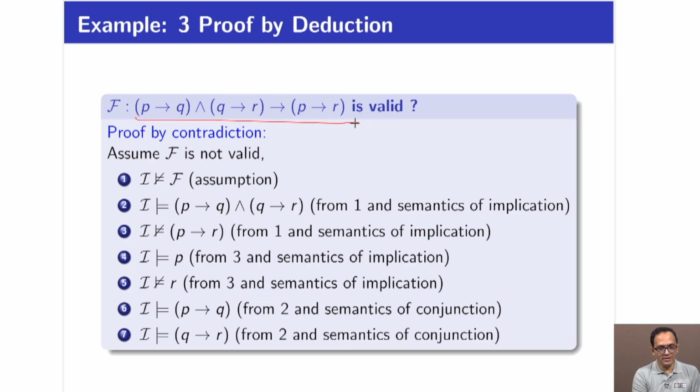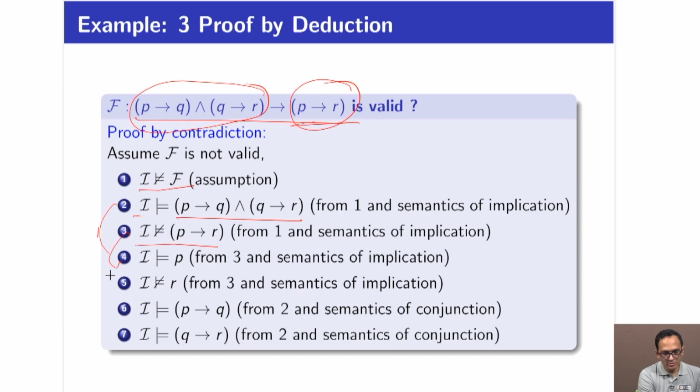So, from here I can say that I does not satisfy this, it means it satisfies this and it does not satisfy this, right. So, it satisfies this and it does not satisfy P implies R, right. So, from these three, what I am concluding is that I does not satisfy P implies R, which means I satisfies P and I does not satisfy R, right. So, this I can conclude from this line.